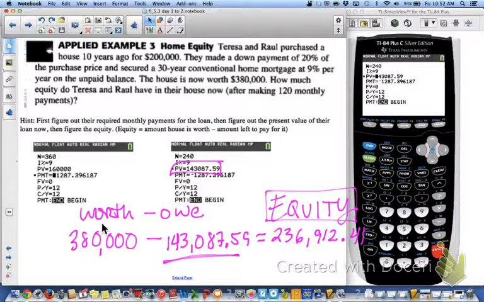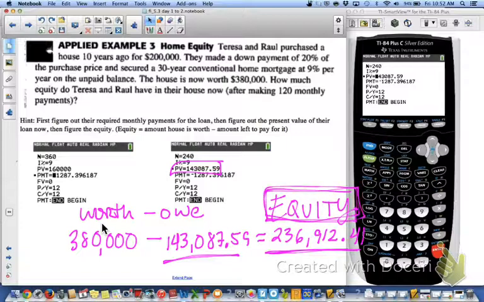Basically, if they sold their house today for $380,000, they'd still have to pay off this loan, and then they'd be left with $236,000, which they could either put as the down payment of a larger house, or they could buy a cheaper house and have the money left over to do with as they wish. That's their cash, and that's what equity really means.